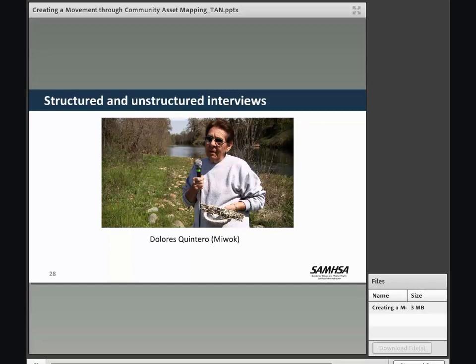One method to gain information about assets would be structured or unstructured interviews. As part of the interview process, when you're working on community asset mapping, it's important to let people know what the purpose of community asset mapping is and how the information collected is going to be used. Then you can do this on an individual level, or on a group level, such as focus groups, and either way in a structured or unstructured way.